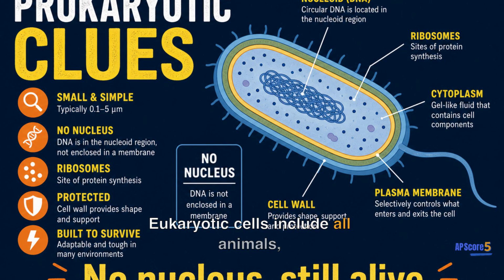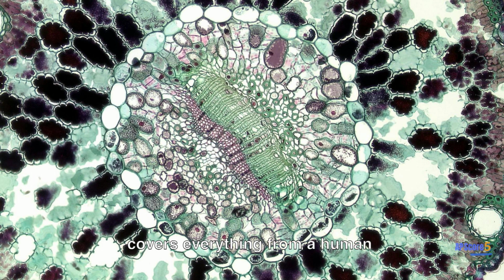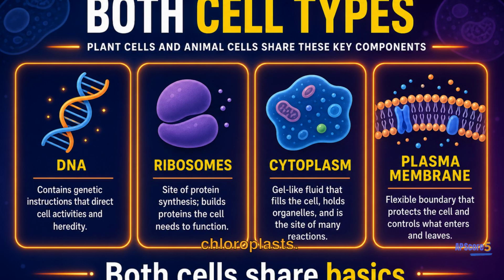Eukaryotic cells include all animals, plants, fungi, and protists, which covers everything from a human liver cell to a yeast cell to an amoeba in pond water. The defining features are a true membrane-bound nucleus that stores the cell's DNA and a full set of membrane-bound organelles. Eukaryotes are typically 10 to 100 micrometers across, much larger than prokaryotes, and they reproduce through mitosis or meiosis. The biggest trap to avoid is assuming all eukaryotes have chloroplasts. Only plants and algae do.